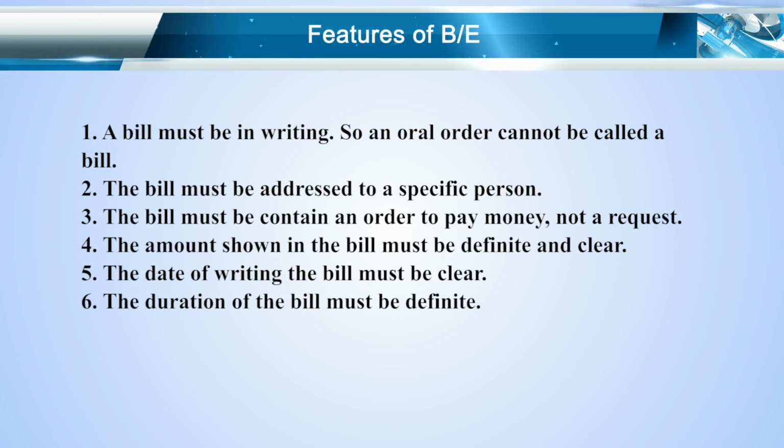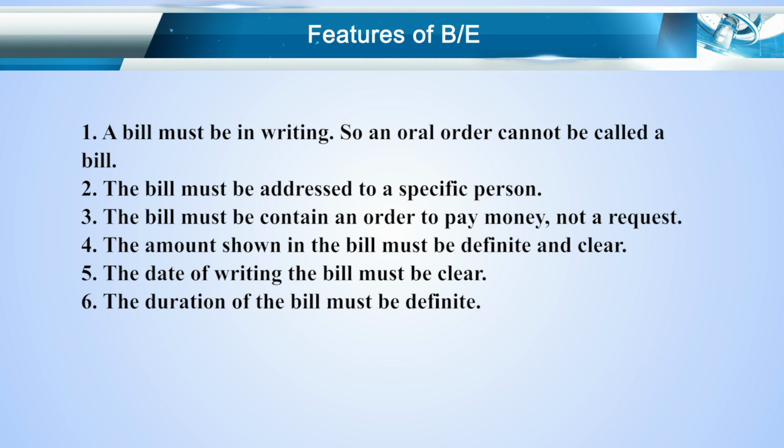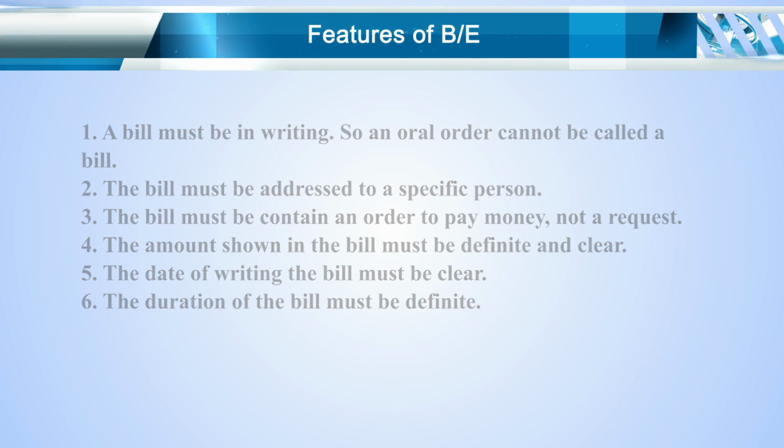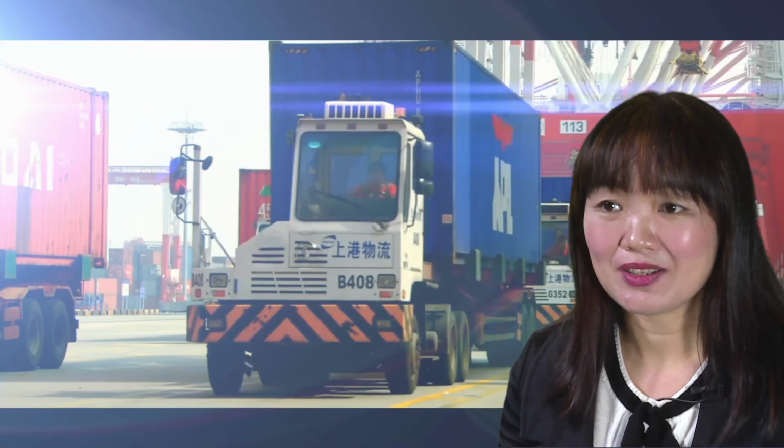So, what are the features of the Bill of Exchange? A bill must be in writing, so an oral order cannot be called a bill. The bill must be addressed to a specific person. The bill must contain an order to pay money, not a request. The amount shown in the bill must be definite and clear. The date of writing the bill must be clear, and the duration of the bill must be definite.